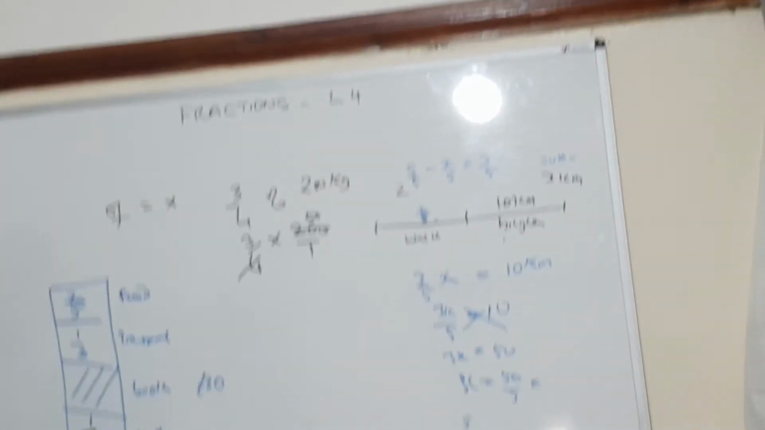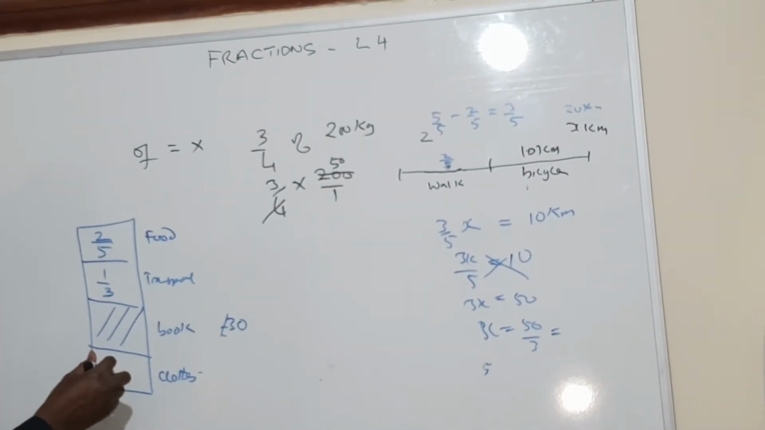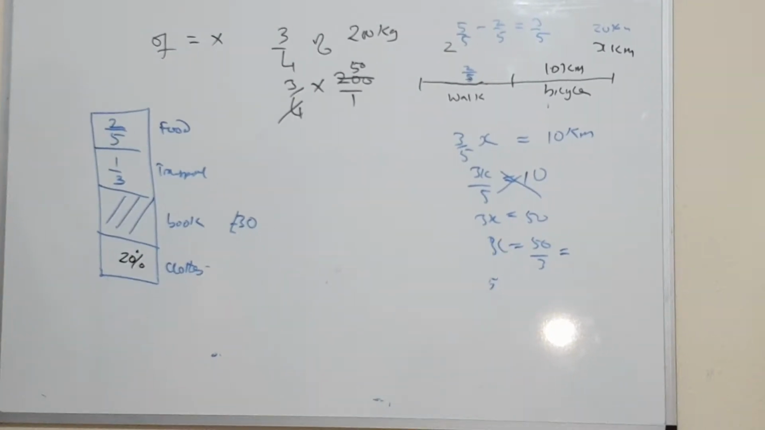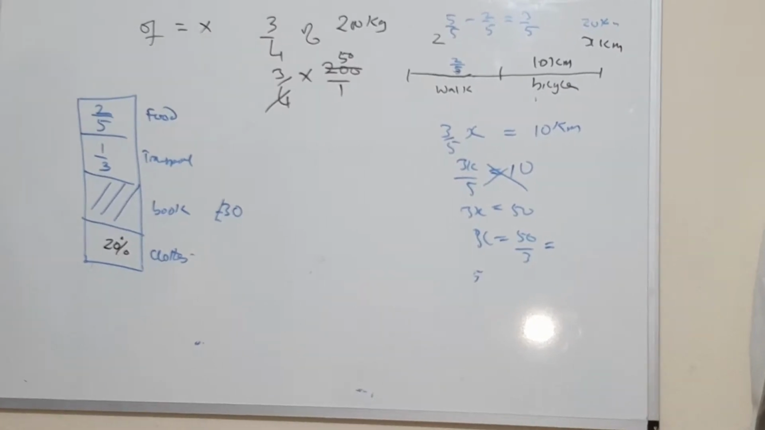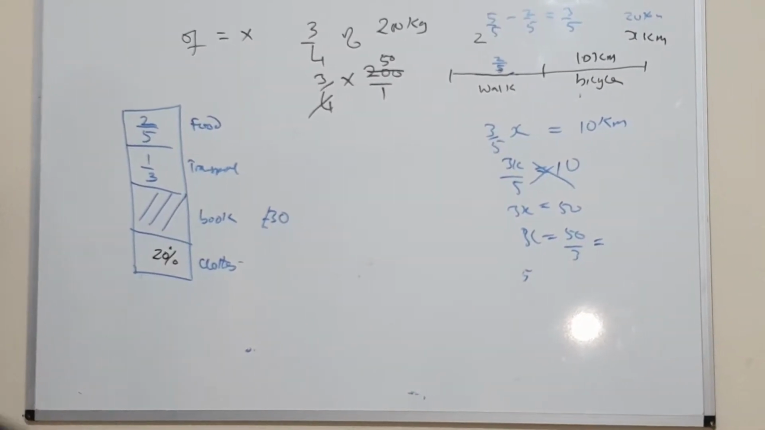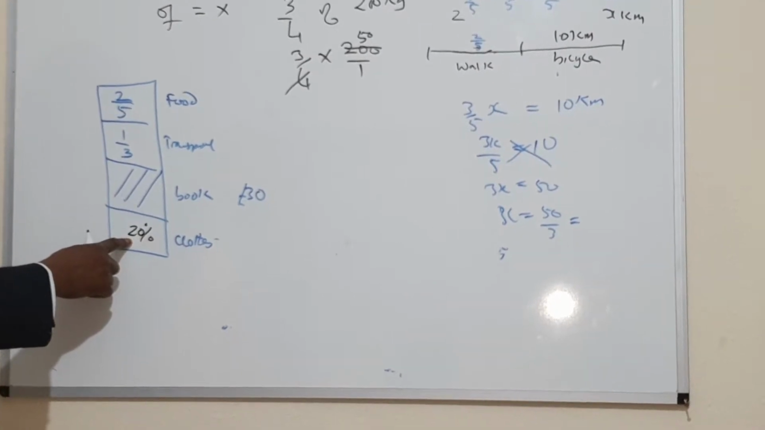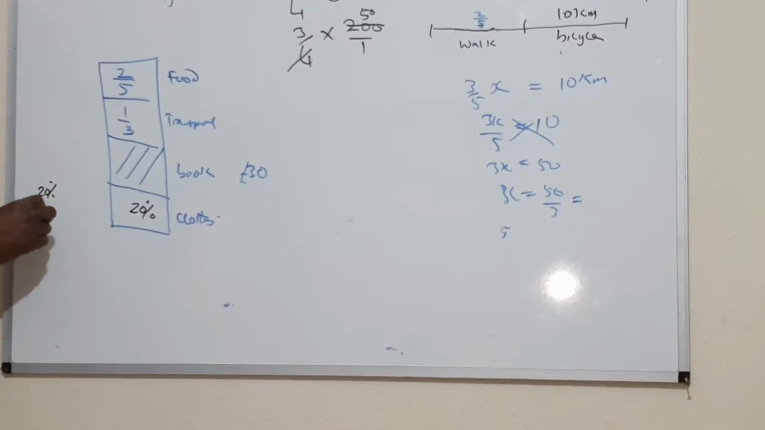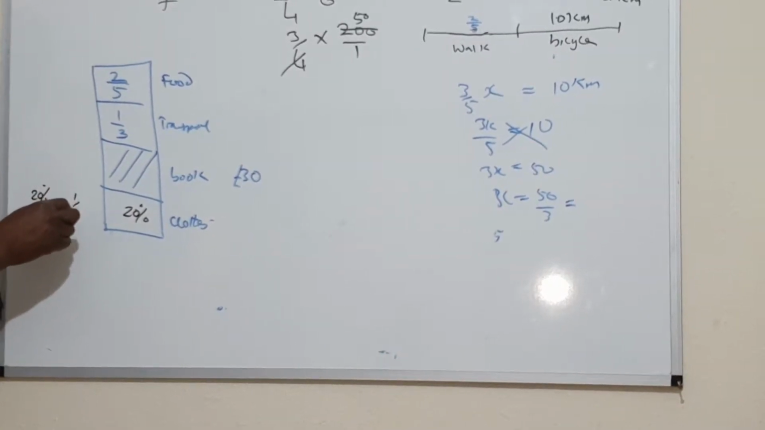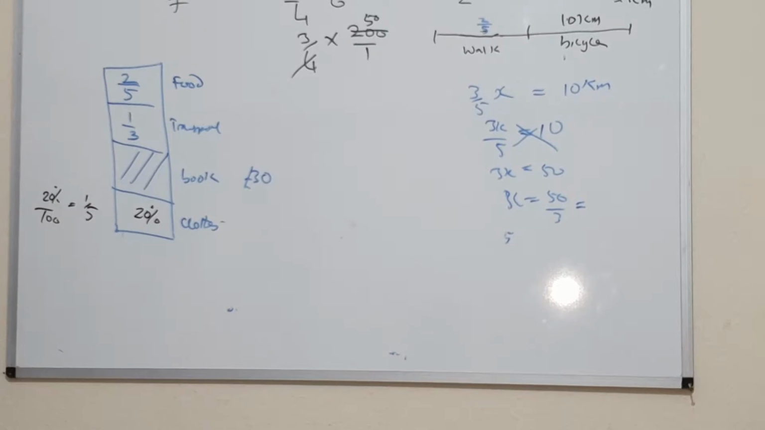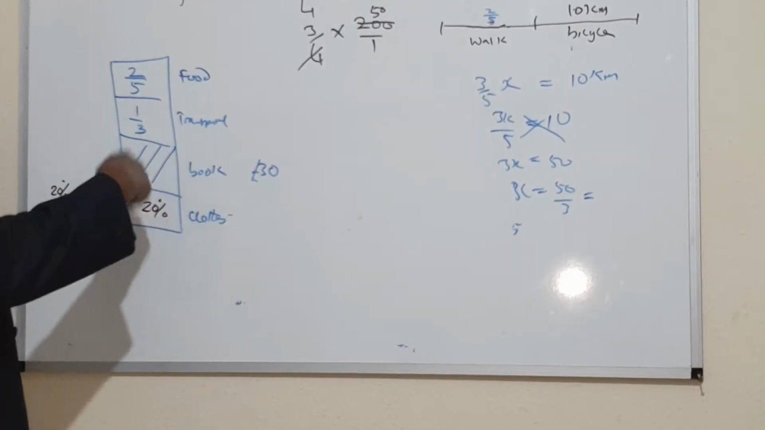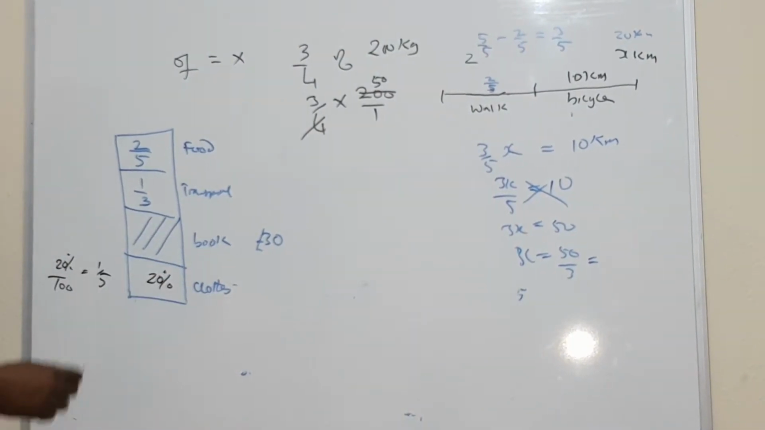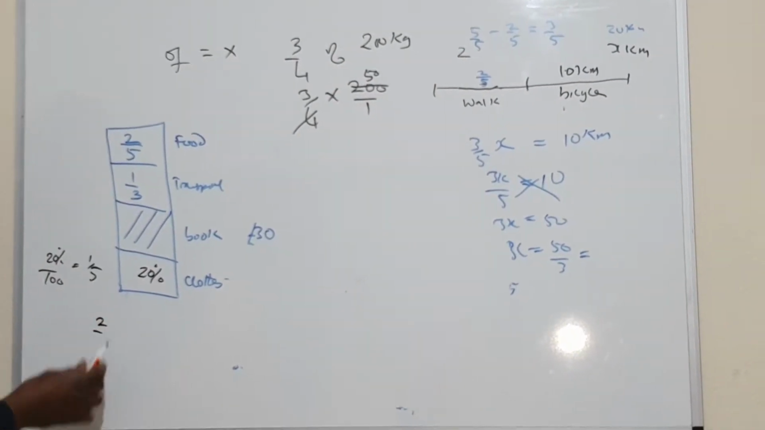Remember also, they can be more nasty and put 20%. That means you have to convert this into a fraction. If you want to convert 20%, you divide by 100. We have 1/5. So to find how much he spent on the ones we know, we are going to say 2/5.